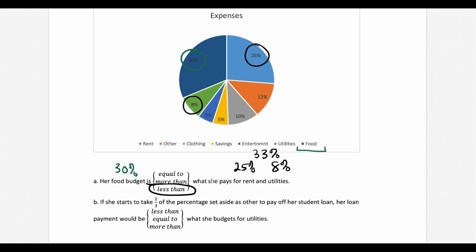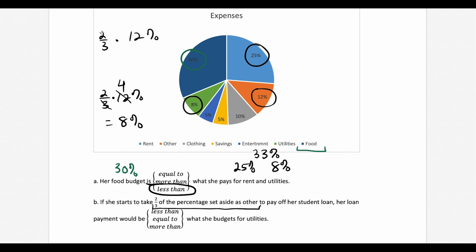So for part B, we're making a new category for Flower. So now she wants to pay off her student loans, and she's taking 2/3 of the percentage set aside as other. So other was an orange. That's over here. If we take 2/3 of 12%, notice here, when you're doing a fraction times a whole number, you could just divide the whole number by the denominator. So I could just do 12 divided by 3 is 4, and then 2 times 4 would give us 8% like this.